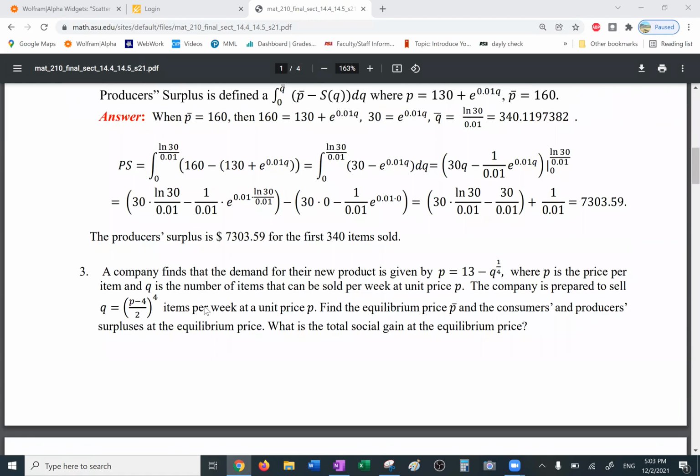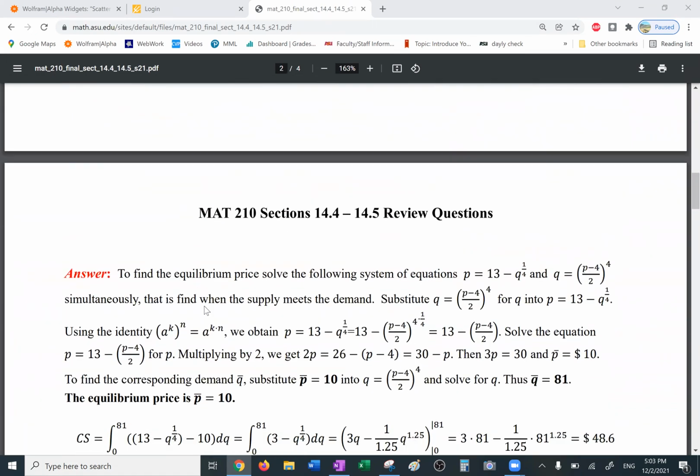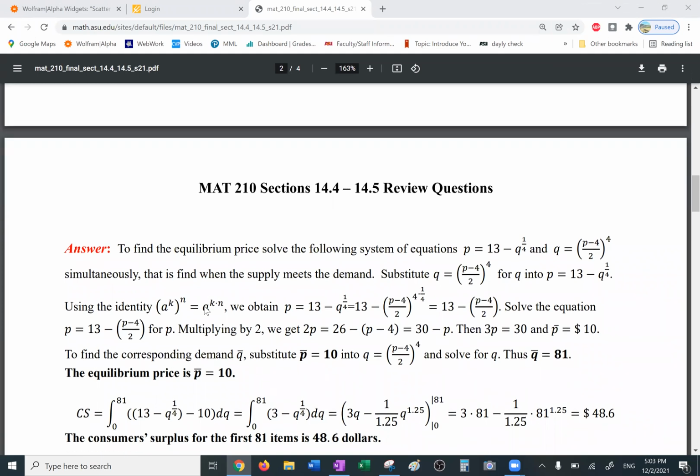Find the equilibrium price. And you guys just need to remember the formulas. The equilibrium price. You need to solve the system simultaneously.